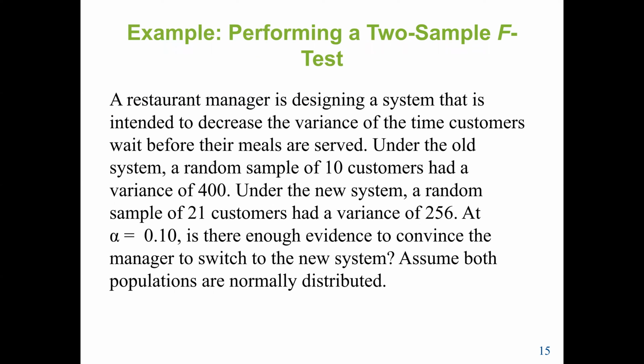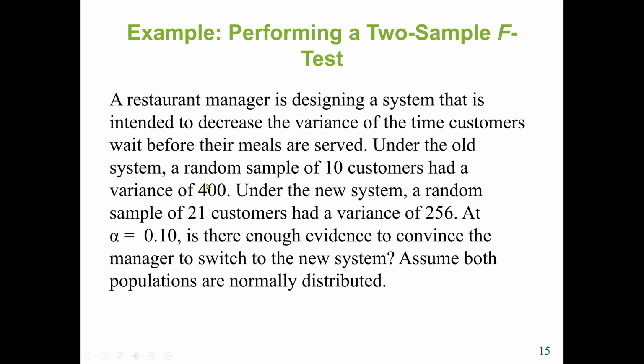The example says a restaurant manager is designing a system that is intended to increase the variance of the time customers wait before their meals are served. So here again, we are trying to test the variance. The concept of variance is the variation of our data. For example, let's say we have three customers: customer 1 waits only 2 minutes, customer 2 waits 10 minutes, customer 3 waits 3 hours. We can see the variances are not the same. Or if customer 1 waits 1 minute, customer 2 waits 1 minute, and customer 3 also, then we can say the variances are the same.